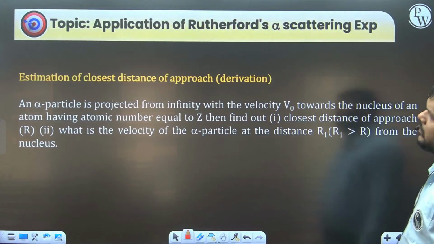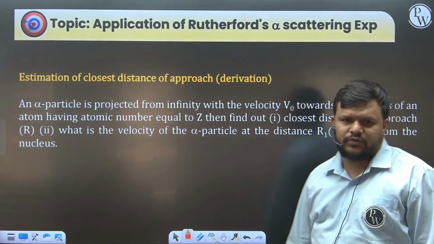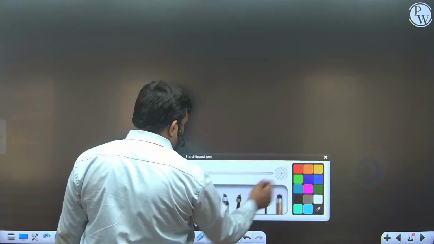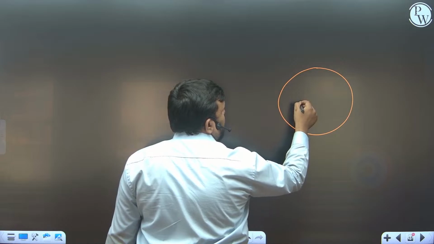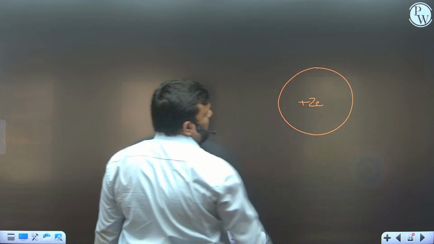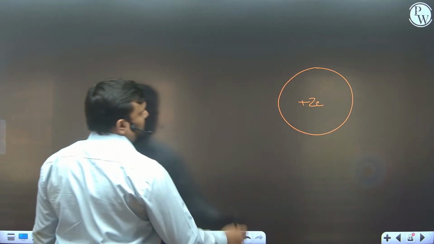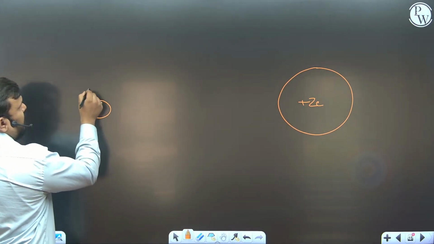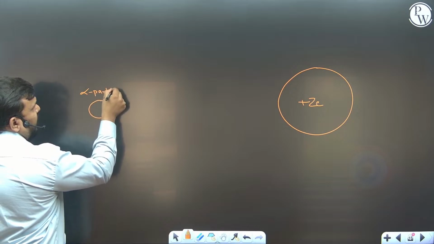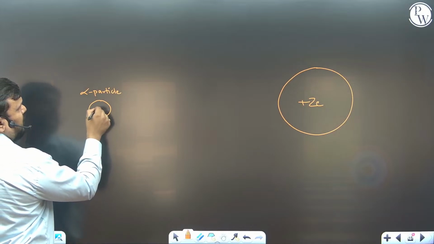And he also did an estimation of the distance of closest approach. See, dear students, let us understand this concept, the distance of closest approach. So it is the application part. So this is our nucleus of gold, and this is having charge plus Ze, where Z is the atomic number. And over here this is the alpha particle, 1 in 20,000. I am talking about the one which got rebounded. It is having charge plus 2e.